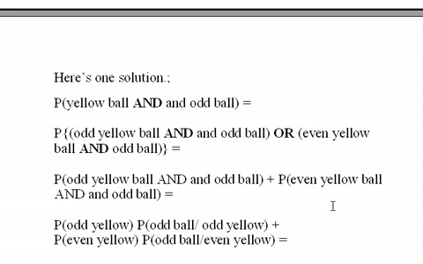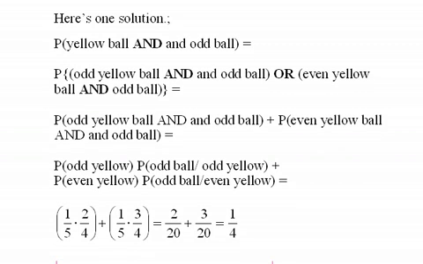You might stop the video at this point and think about this, but we have to look at both cases. Otherwise, we can't do the conditional probability. And here's how we do it. The probability of drawing an odd yellow ball times the probability of an odd ball given that we drew an odd yellow.